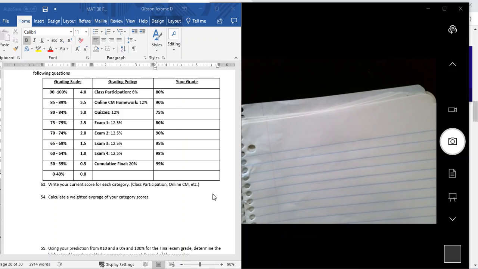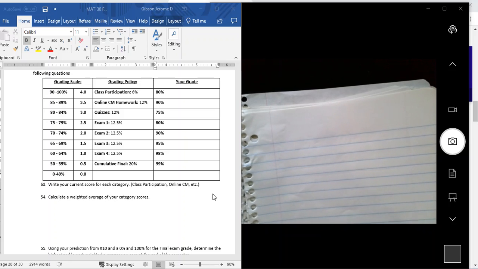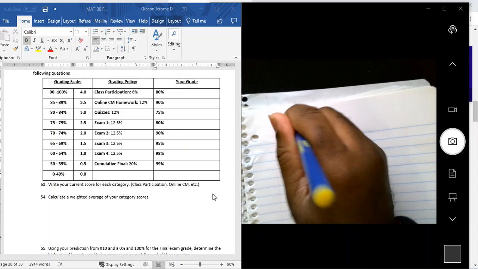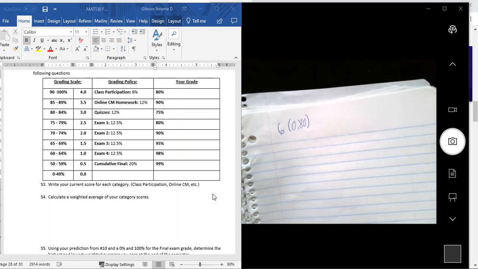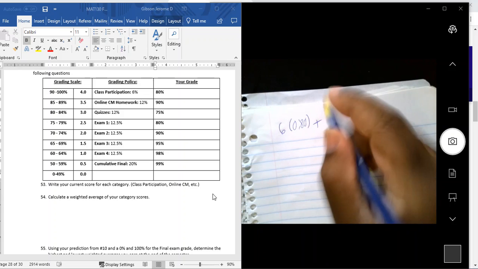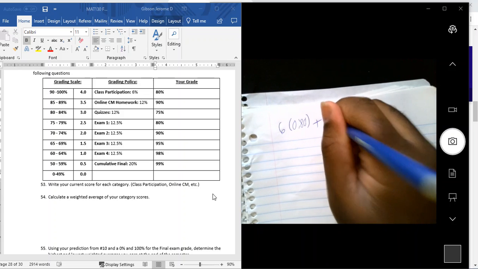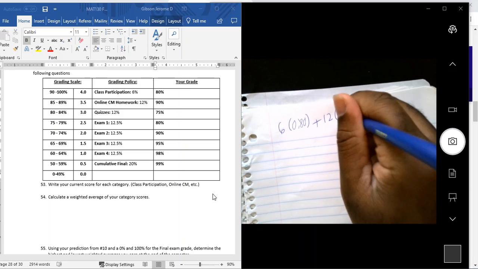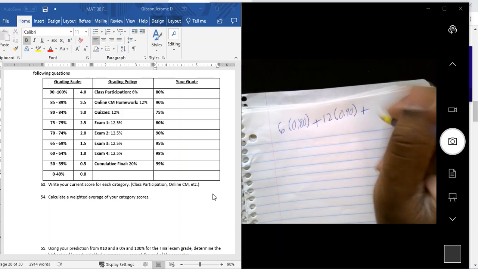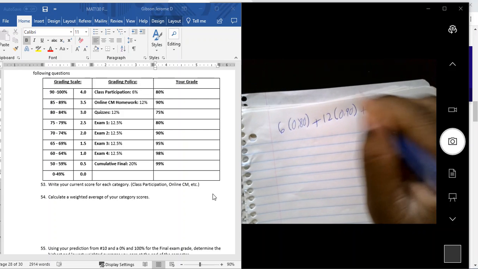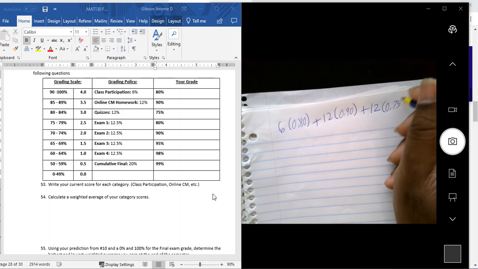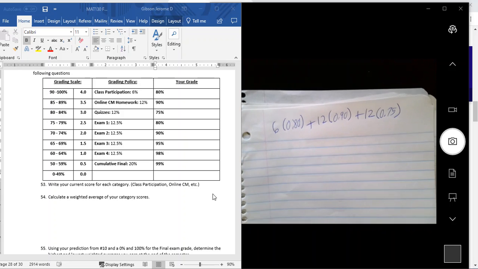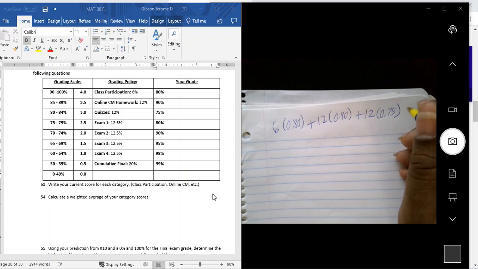The class participation is 6%. So we're going to make that 6, and then your grade in class participation was 80%, so it'd be 0.80. Then plus, we have 12%, which would be 12, and then your grade is a 90%, so it'd be 0.90. Then we will have our quizzes, which is 12%, so it'd be 12 times our grade, which is 0.75. And just to reiterate, I made up these grades, and this is not anyone's particular grade.